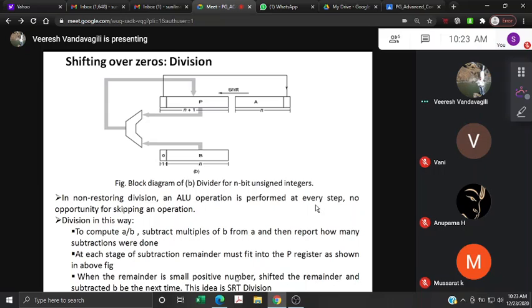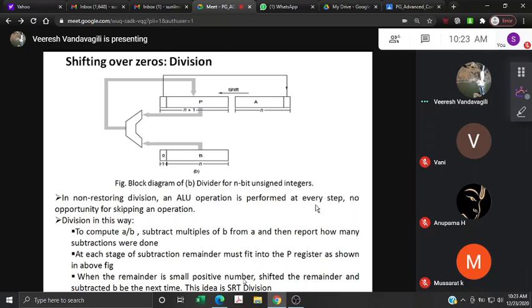When the remainder is a small positive number, during that time first shift the remainder, then subtract the B the next time. So instead of directly subtracting the B from the P, when the remainder is very small, first it should be shifted, then subtracted with the B. This is the idea called SRT division.